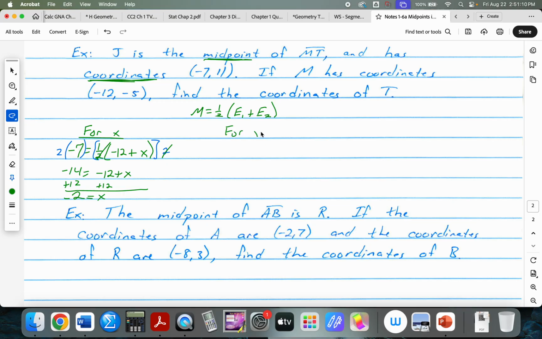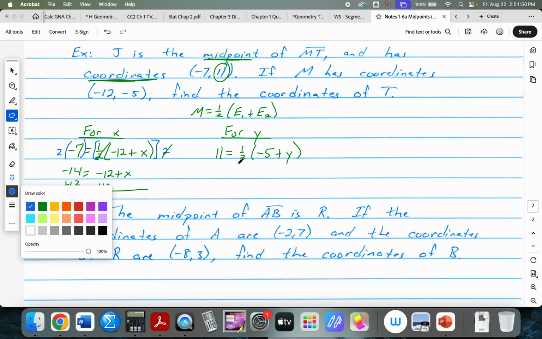And you don't have to label these 4x and 4y. I'm just doing that so it's clear what I'm doing. Okay? So substituting in, J is the midpoint, and its coordinates are -7, 11. So 11, the midpoint in terms of the y, is equal to 1/2 of the y coordinate of M, which is one of the endpoints, is -5. And I want to know the y coordinate for the other endpoint, so I'll call it y.